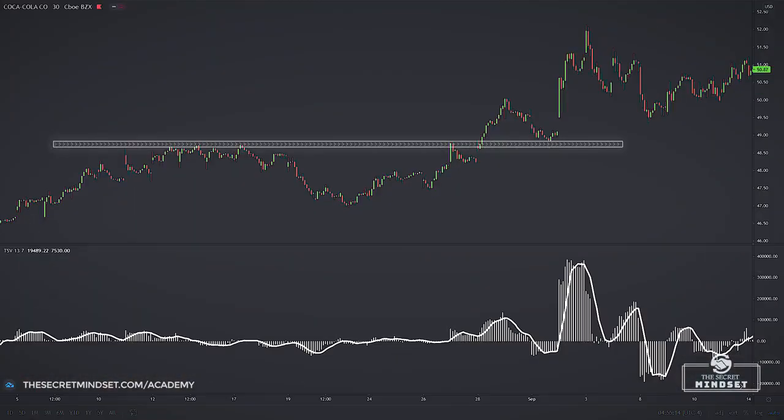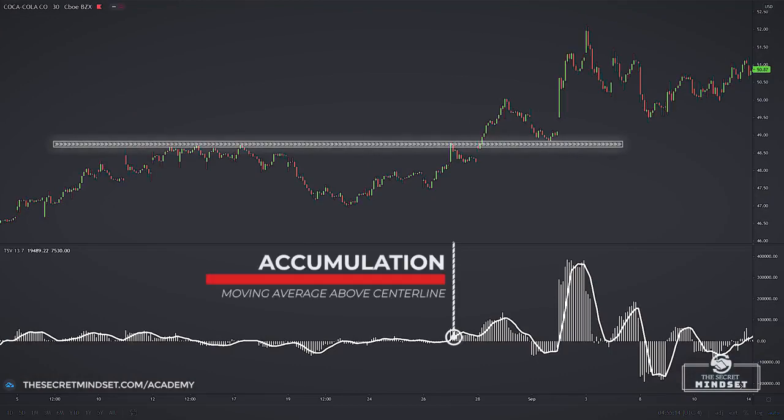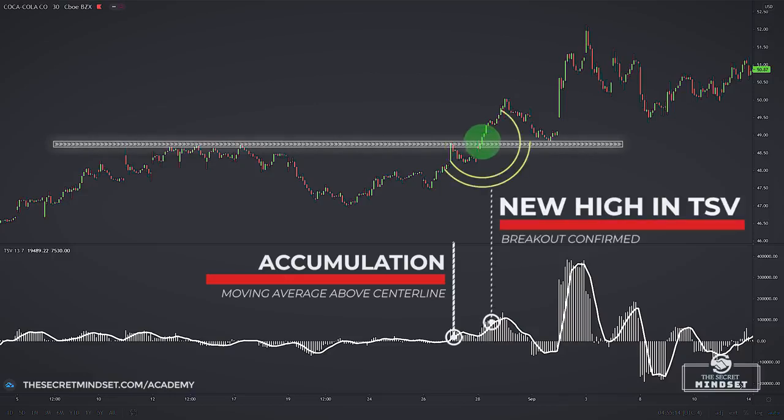So for an upside breakout, for example, pay extra attention to the TSV oscillator. If you see a period of accumulation, meaning the moving average above center line, and you see a new high in the time segmented volume at an important area of resistance, that's a high probability signal that the breakout could be valid, and a future upside move could follow, like in this example.